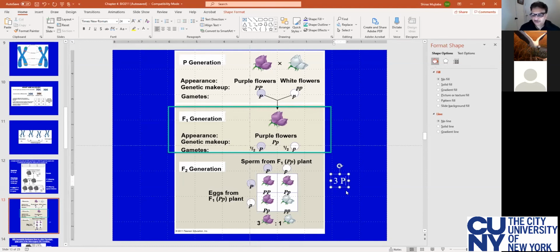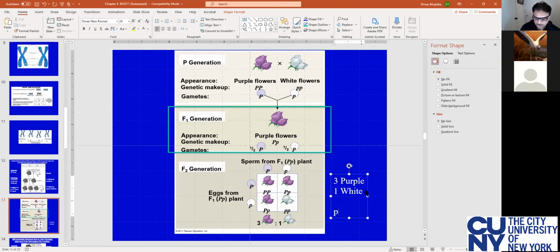So I have 3 purple and 1 white flower in this F2 generation. So the ratio is 3:1, phenotype, physical. But if you look at the genotype, what do you see here?